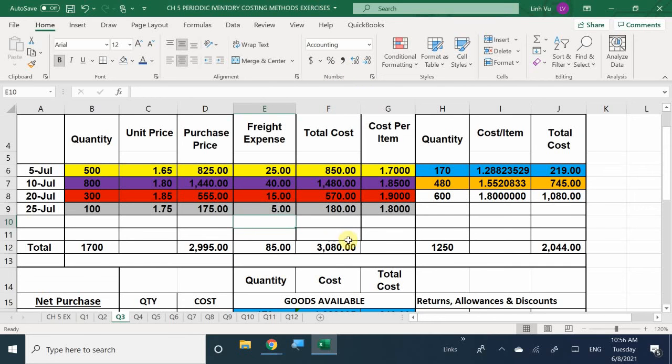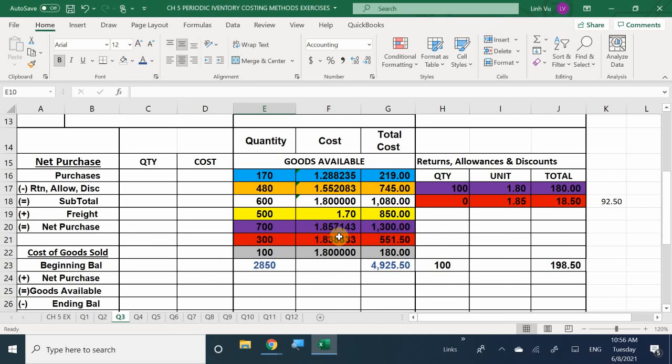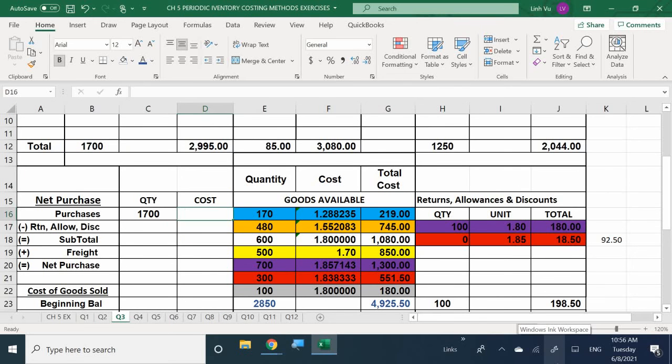Right. So now that we summed up our totals in this table, I have my beginning inventory already summed up. I have my net purchases, I have my goods available, and I have my returns and allowances. So now let's plug in my numbers here, and then we'll solve for our cost of goods sold. So the very first thing is, what was the original purchase quantity? I purchased a total of 1,700 units, which cost me $29.95. Okay.